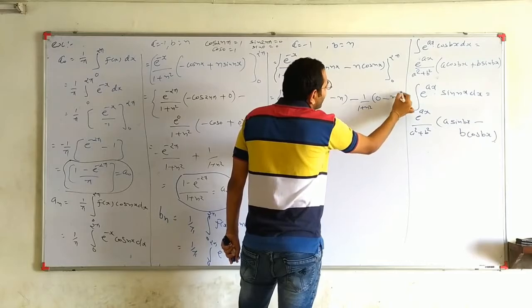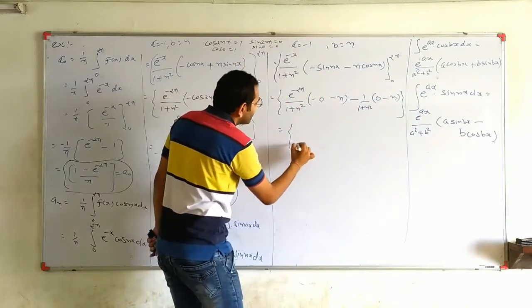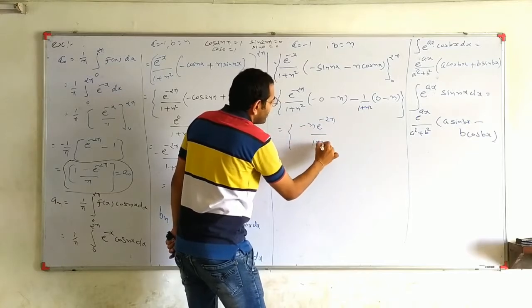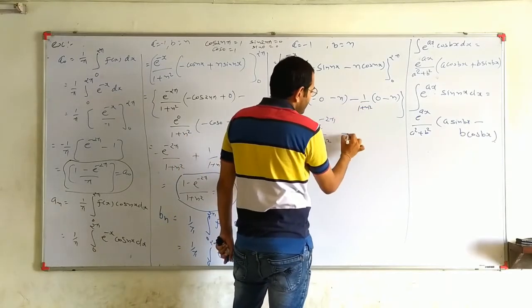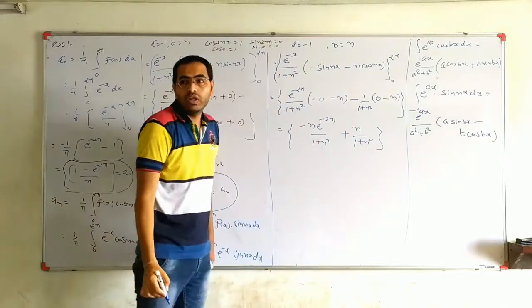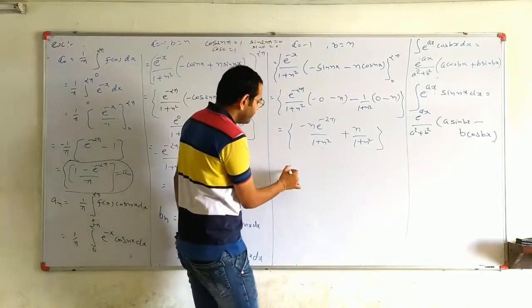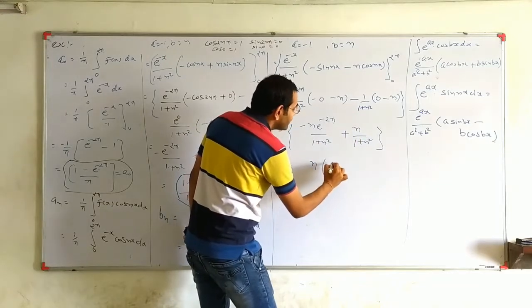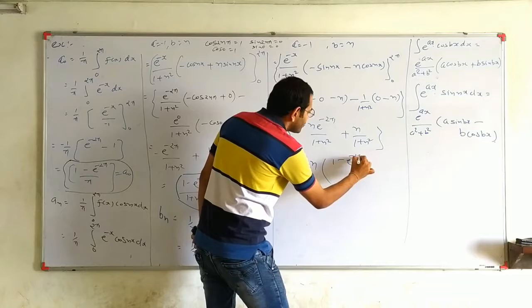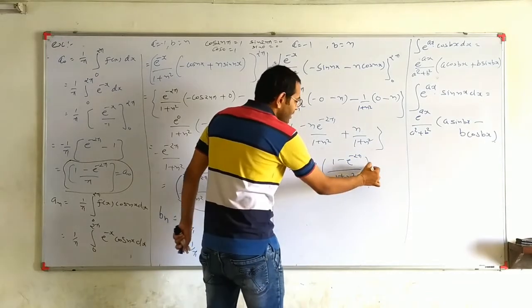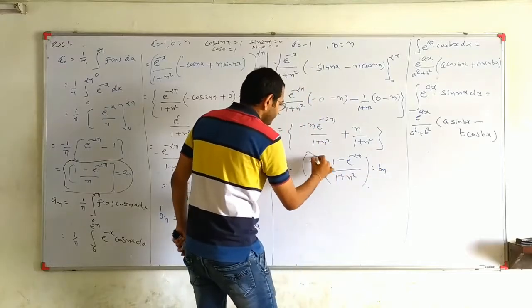Now simplify this term. Then minus n e raised to minus 2 pi upon 1 plus n square, minus minus, plus n upon 1 plus n square. Now taking the LCM and n which is common, we get n times 1 minus e raised to minus 2 pi upon 1 plus n square. That is the value of bn.